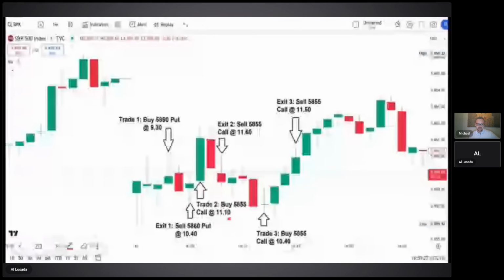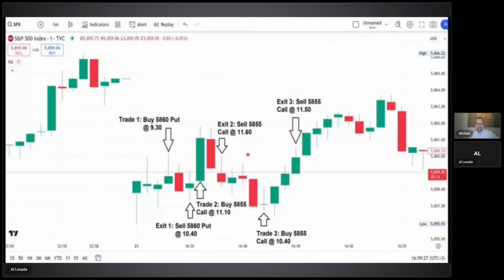And here we got a very fast move to the upside. Unfortunately, my broker had some issues, so I couldn't get out of the option fast enough in this case. So I took a profit of only 50 cents 2 minutes later. But we always say in the journal, green is green. So that's a good result. And then a couple of minutes later we did trade 3. We bought the 5855 call again.